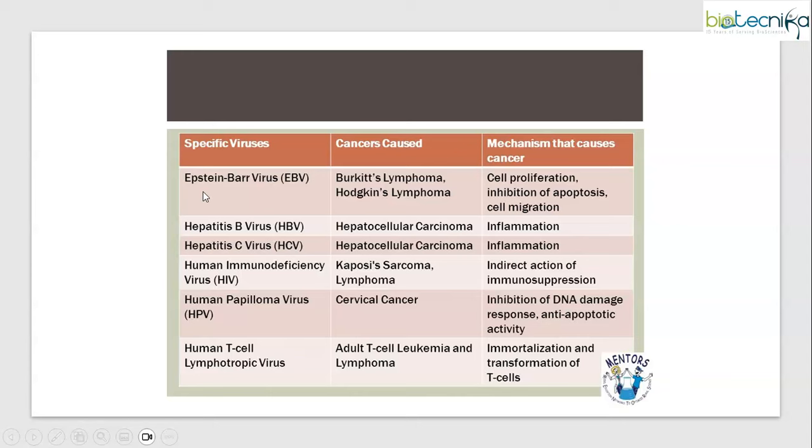Then we have many biological agents that can cause cancer. For example, the Burkitt lymphoma, which is caused due to MYC translocation, can also be caused by Epstein-Barr virus. Hepatocellular carcinoma caused by hepatitis B and C virus. Kaposi sarcoma resulted from HIV. HPV causes cervical cancer. Similarly, human T-cell lymphotropic virus causes adult T-cell leukemia and lymphoma.